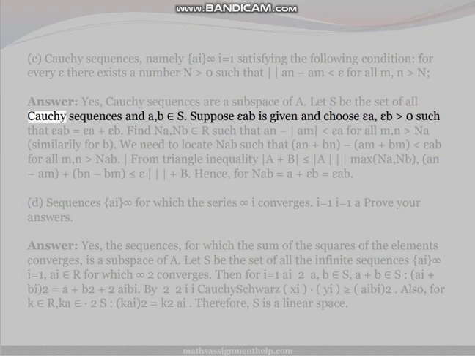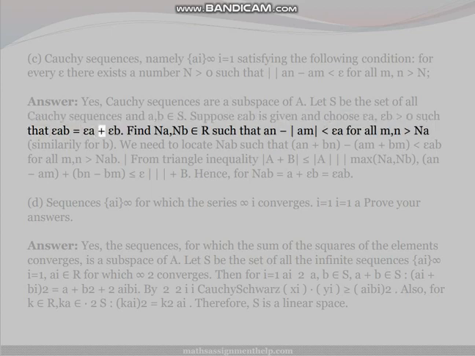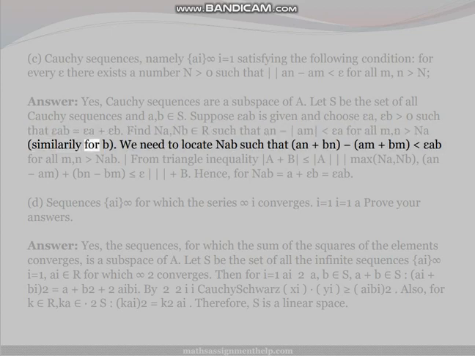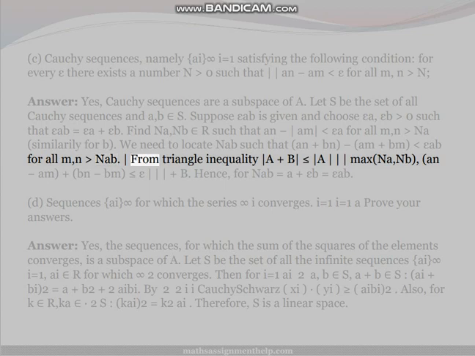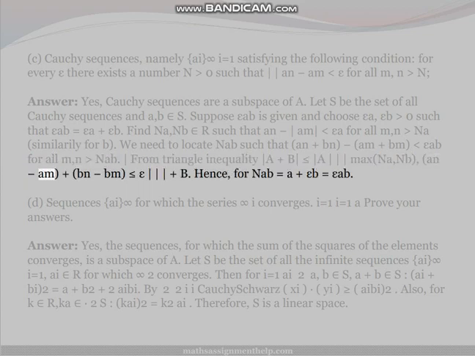Let S be the set of all Cauchy sequences and a, b be elements of S. Suppose epsilon greater than 0 is given and choose epsilon_a, epsilon_b greater than 0 such that epsilon equals epsilon_a plus epsilon_b. Find N_a, N_b such that a_n minus a_m is less than epsilon_a for all m, n greater than N_a, similarly for b. We need to locate N_ab such that a_n plus b_n minus a_m plus b_m is less than epsilon for all m, n greater than N_ab. From the triangle inequality, with N_ab equal to max of N_a and N_b, a_n minus a_m plus b_n minus b_m is less than or equal to epsilon_a plus epsilon_b. Hence, for N_ab equals max of N_a and N_b, the sum is Cauchy.